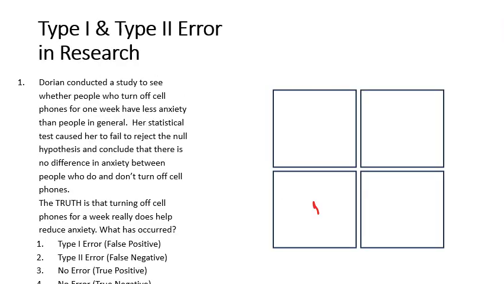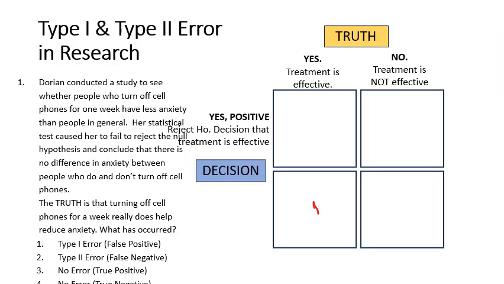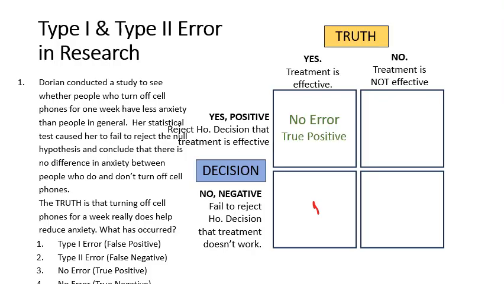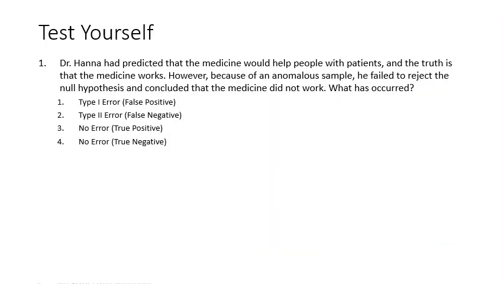I just did make a couple slides here so we could lay this out if needed, but I don't think we actually need to. You'll see it here if you need it. And one more couple examples. Dr. Hanna predicted that a medicine would help people with patience. And the truth is that the medicine works.